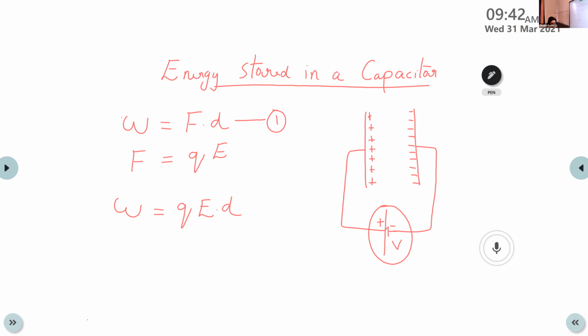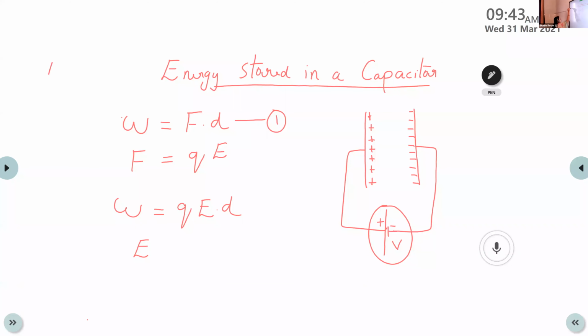But here in this case, we are not providing any electric field. So we can write this electric field in terms of potential. What is the equation for electric field E? There is a relation between electric field and potential. What is that? Here we are providing a potential V. So E is equal to?